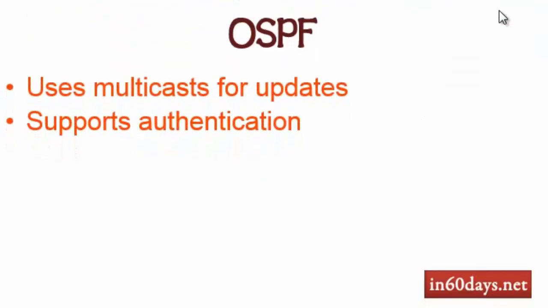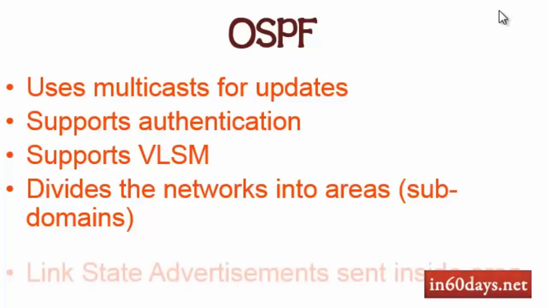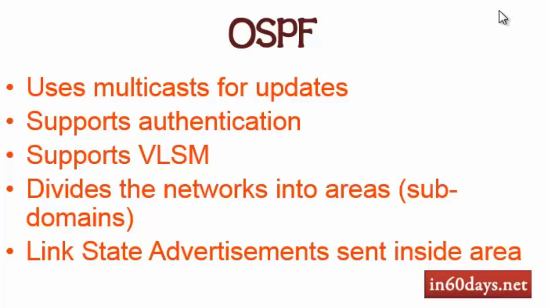So OSPF uses multicast for updates. It does support authentication, uses MD5, which is a CCNP subject, securing your OSPF route updates. There is support for variable length subnet masking, and networks are divided into areas or subdomains. Now you don't have to. You can have all your routers in one area, but if you do that, then they all must be in area 0. There are exceptions to this, but again, that's outside of the syllabus.